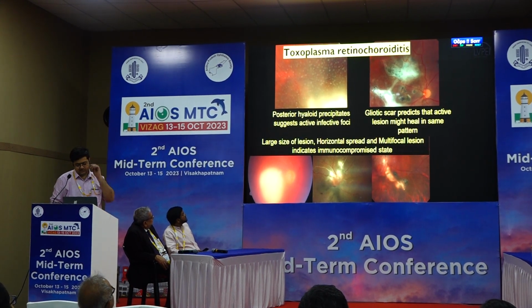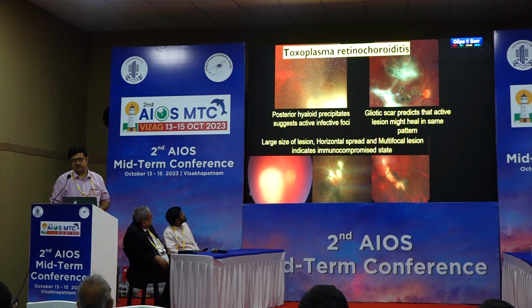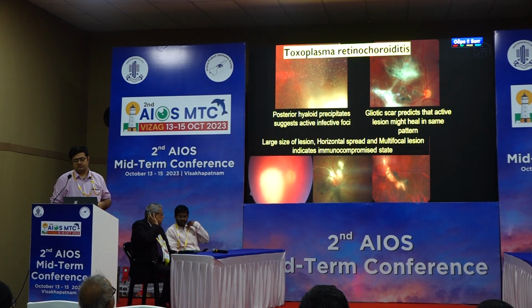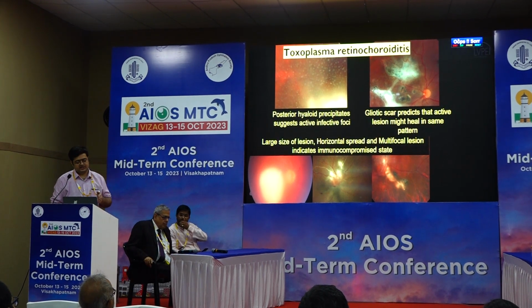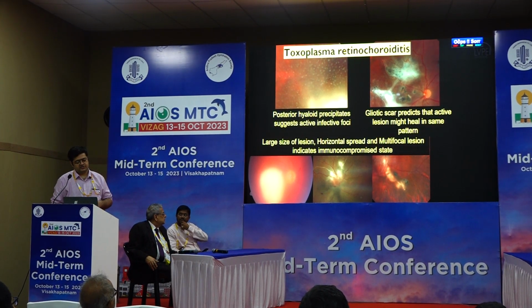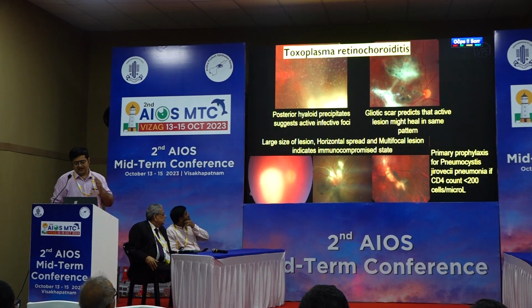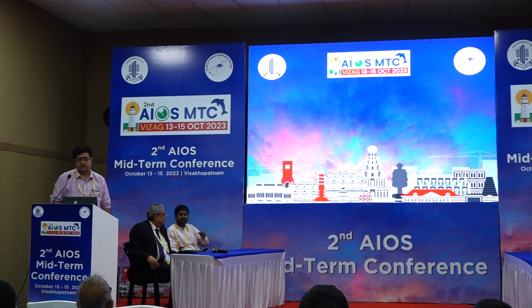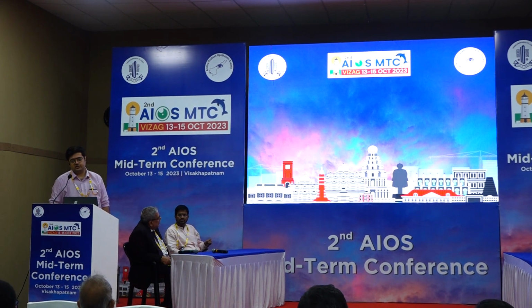Hyaloidal precipitates will suggest an active infective focus. The gliotic scar would indicate that the active lesion might go ahead and heal up with a gliotic scar. Large size of lesion, horizontal spread, multifocal spread will point us towards an immunocompromised state, and we do continue Bactrim prophylaxis, not just for the ocular purpose, but systemically also. Thank you.